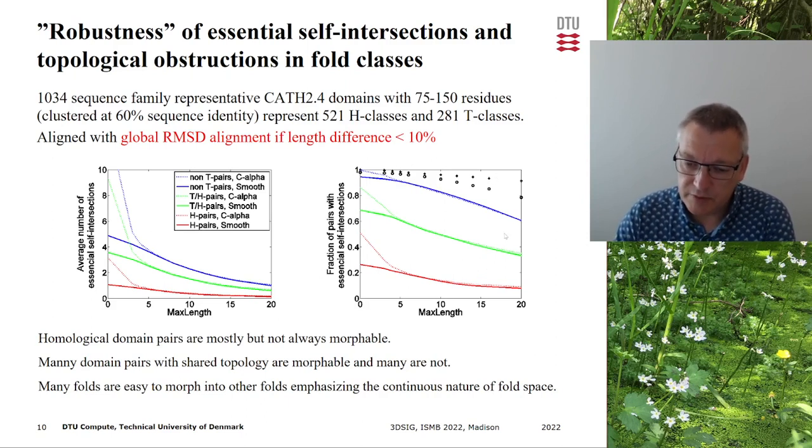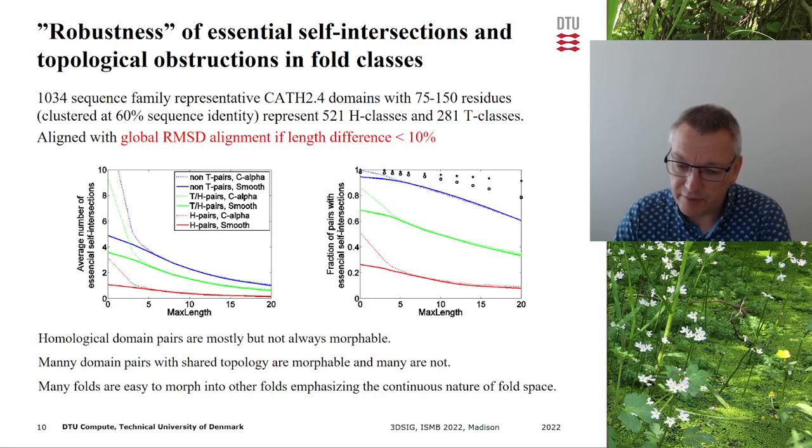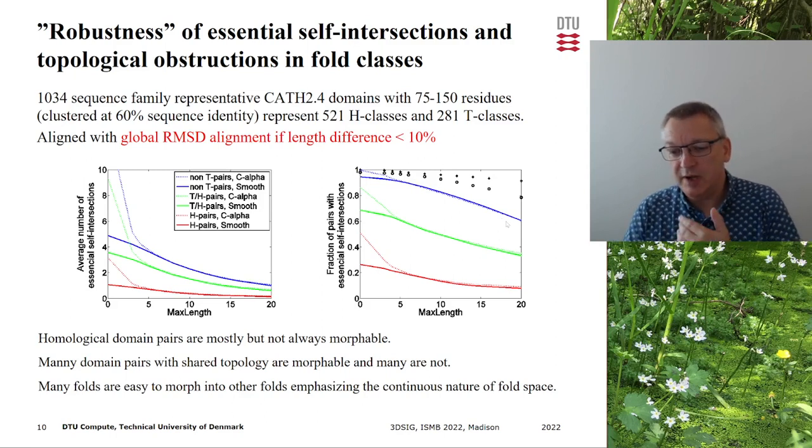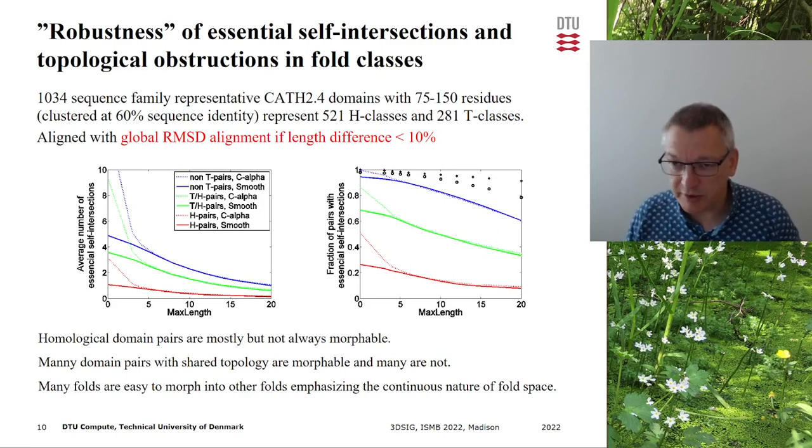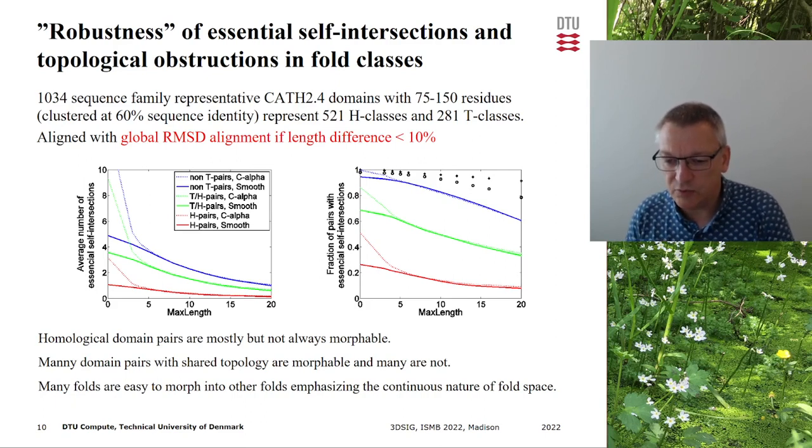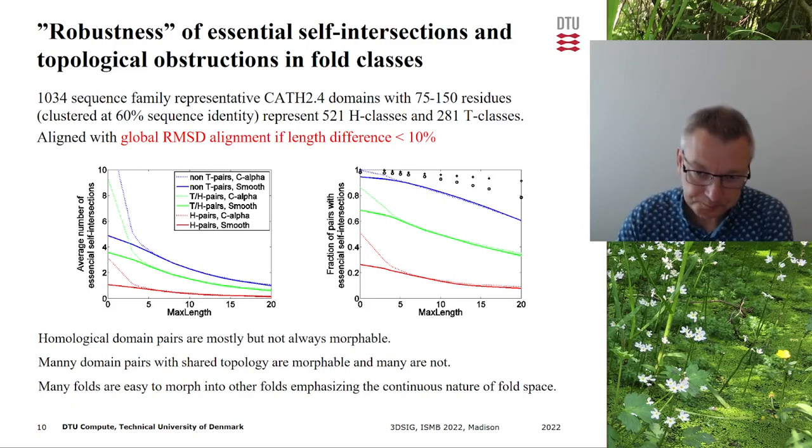Between fold classes, we actually see the continuous nature of the protein fold space, because of course most of the alignments are between topology classes, and actually a rather large portion of those, 20 to 40%, can be done without causing self-intersections. So in many cases it's actually fairly easy to morph one fold into the other fold.